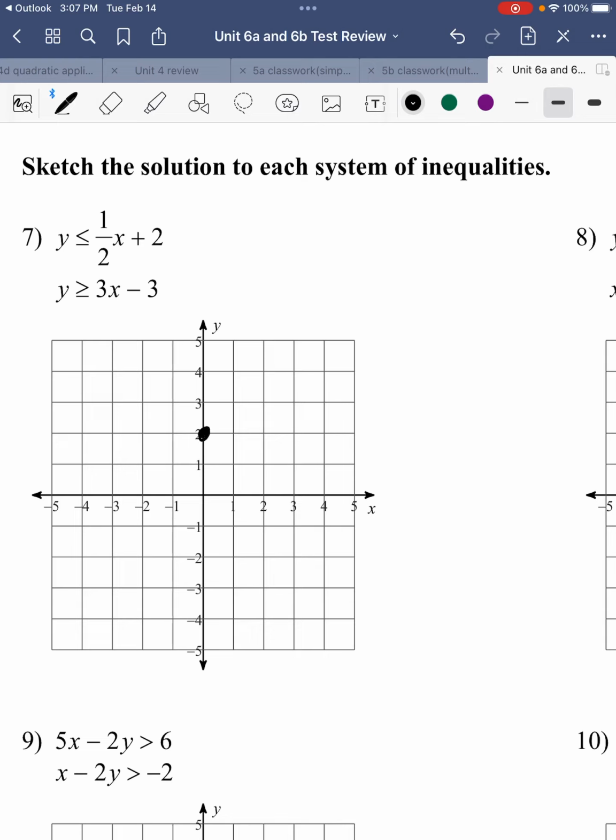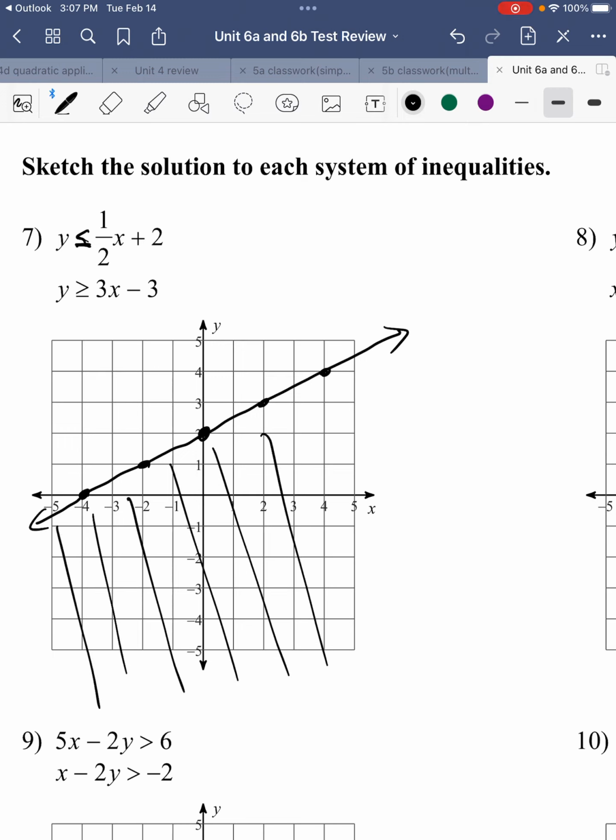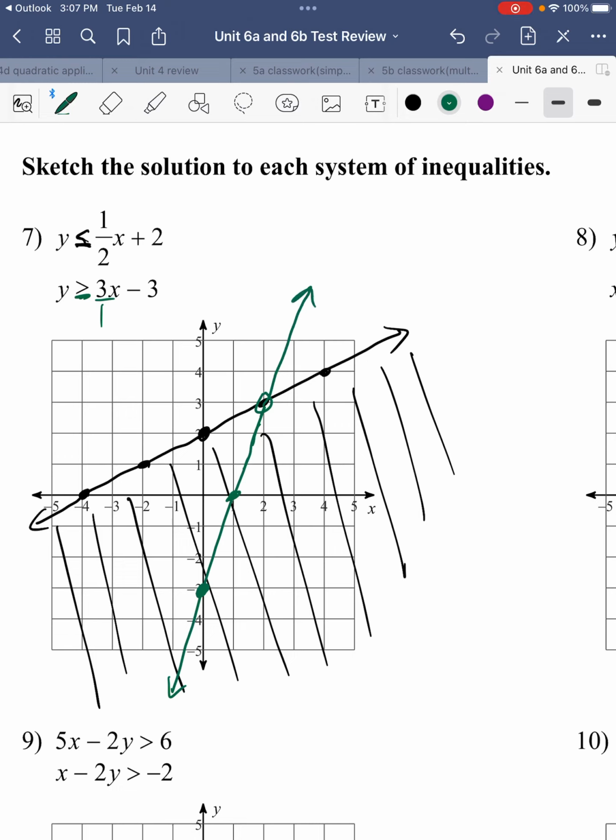We have y-intercept of 2, up 1, right 2. Also down 1, left 2. And then it's equal to, so it's going to be a solid line. And then it's less than, so we would shade below the graph, down below the line. Second equation, we have a y-intercept of negative 3. And then 3 over 1 is your slope. And then it is equal to, so it's a solid line, not dashed, solid line. And then it's greater than.